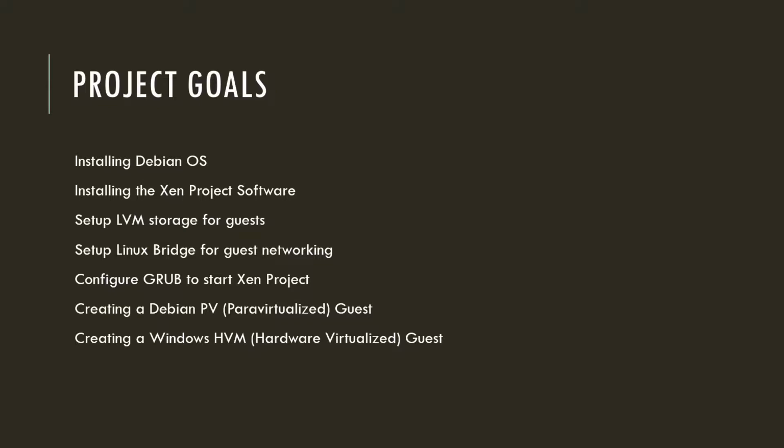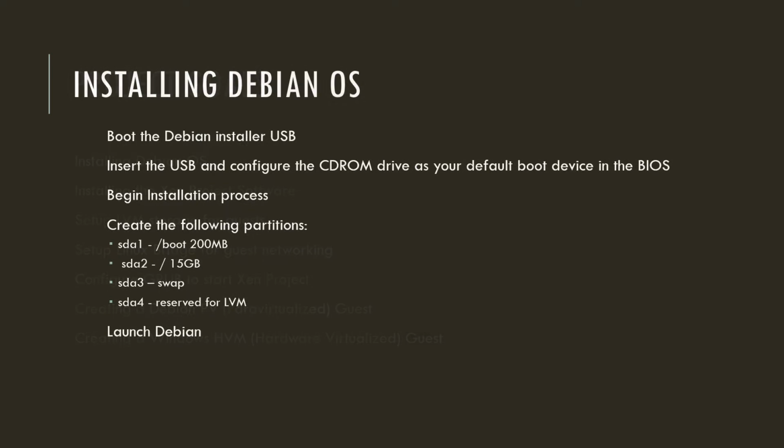So for the project goals, the first one would be to install the Debian OS and install the Xen Project software next, set up an LVM storage for guests, set up the Linux bridge for guest networking, configure the GRUB to start the Xen Project, and create a Debian para-virtualized guest and a Windows hardware virtualized guest.